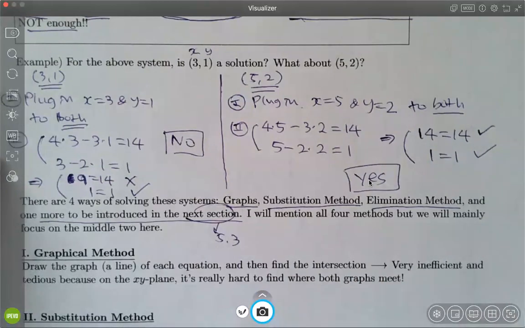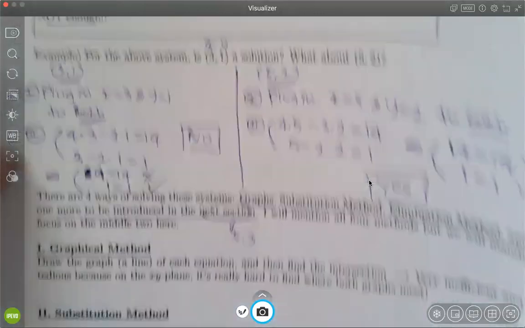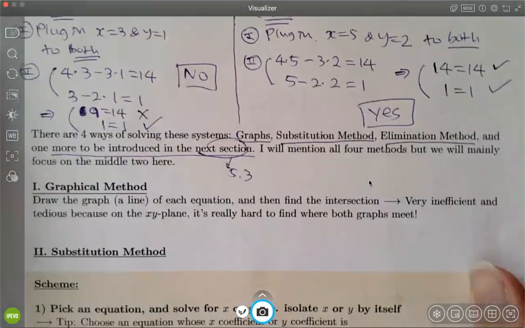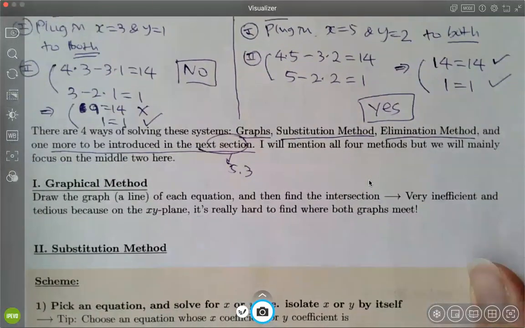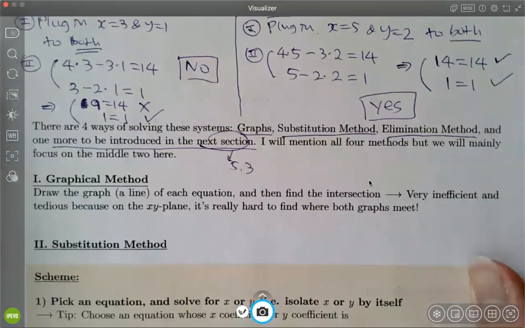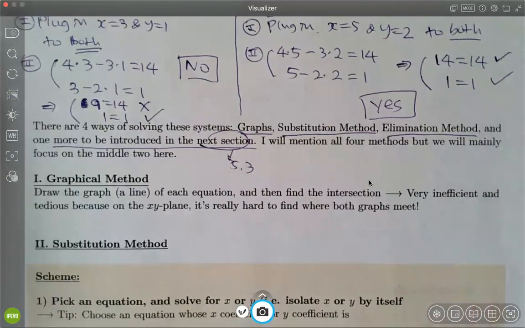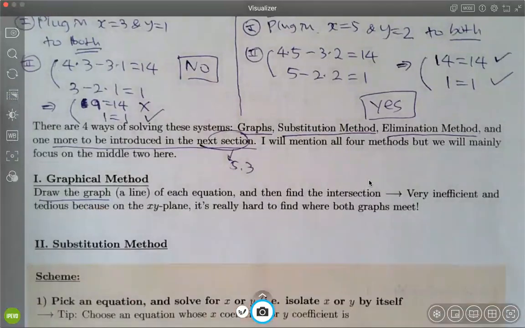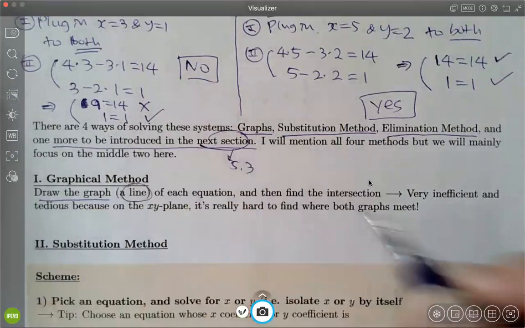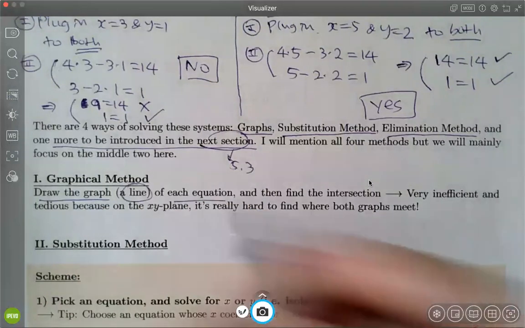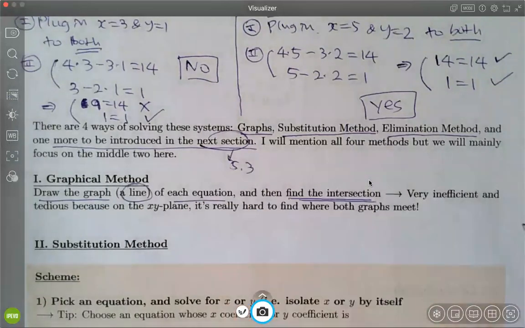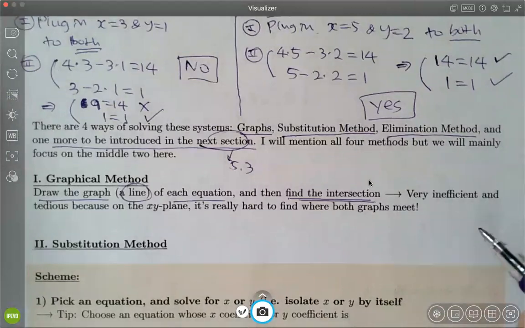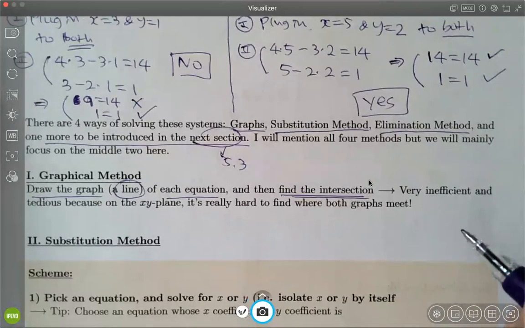Now here is the graphical method, which looks awfully short, and there's a reason. So what's the scheme? Draw the graph of both equations, and we know their graphs will be what? Lines, right? And then find where they meet. Oh, how simple is that? It's awfully simple, but is this really simple?